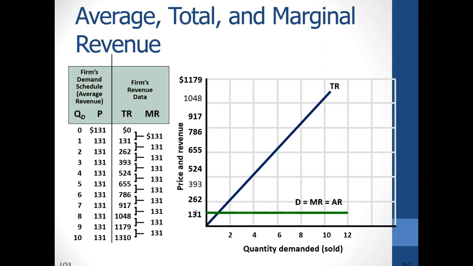Because each additional unit sold increases total revenue by the amount of the price, the firm's total revenue curve is upsloping and its marginal revenue curve coincides with the firm's demand curve. The average revenue curve also coincides with the demand curve.